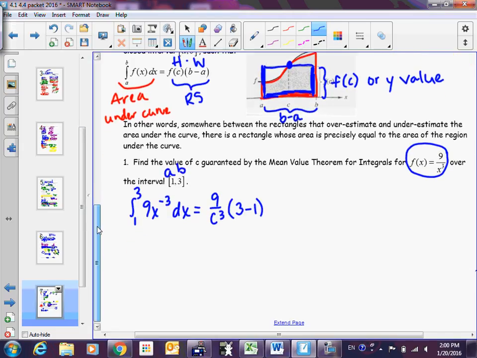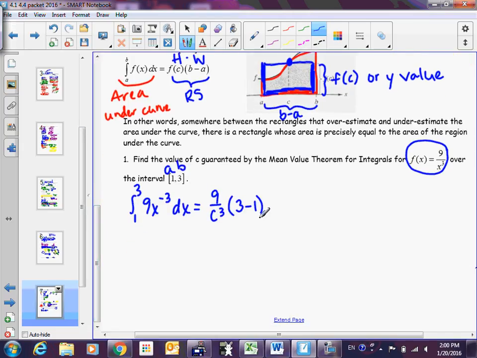Are there any questions about the setup? I'm a little confused where 9 over c cubed came from. So if f of x is 9 over x cubed, for f of c, you just plug a c right in. I'd replace that x with a c. That's okay. Good question. Somebody else was probably thinking it too. Good. Always ask.